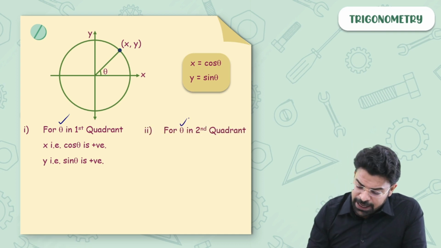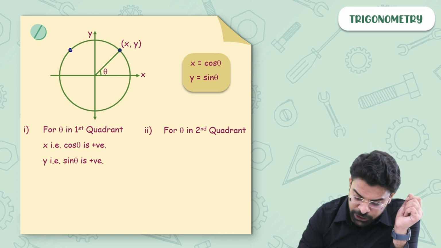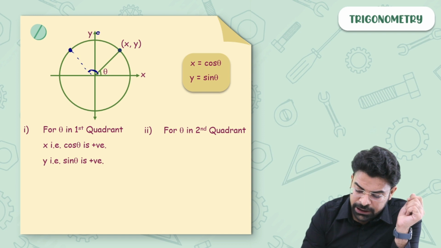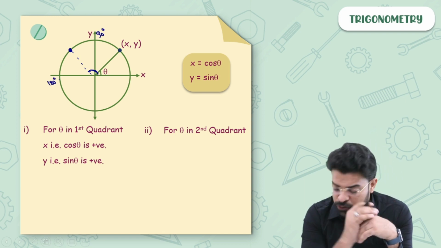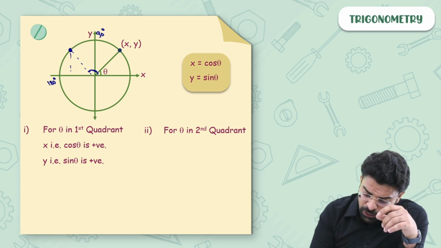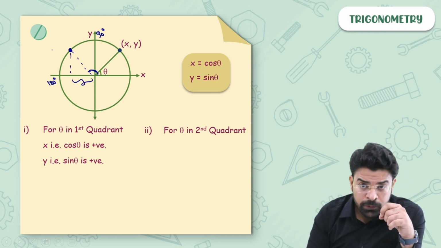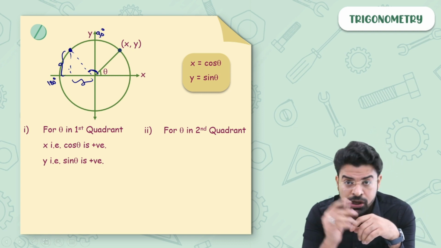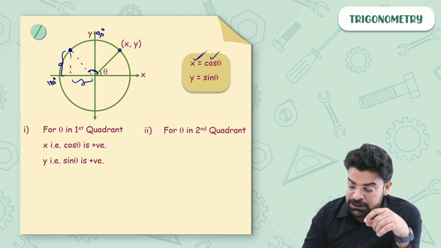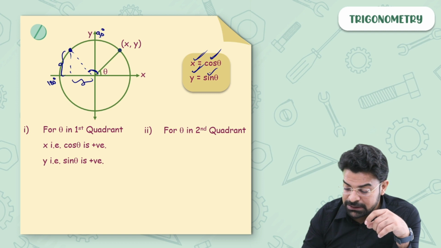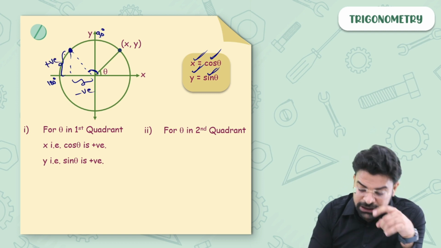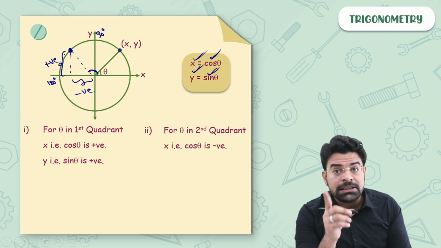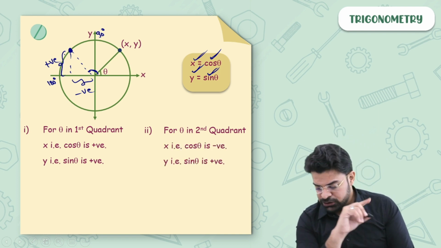For the choice of angle in the second quadrant, let's say the point is somewhere here. The choice of theta is between 90 degrees and 180 degrees. So the point is in the second quadrant. For such a point, we know that the x coordinate will be negative while the y coordinate will be positive. Remember that x coordinate represents cos theta and y coordinate represents sine theta. As for such a point the x coordinate is negative and y coordinate is positive, you will say that cos theta is negative while sine theta is positive.